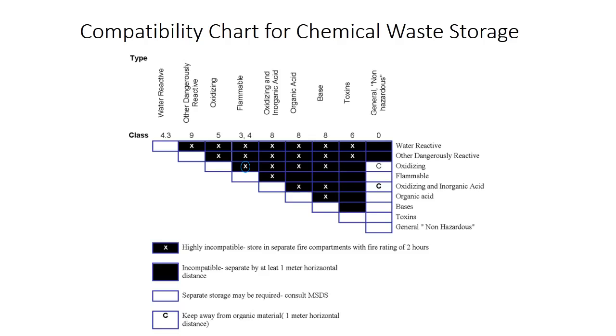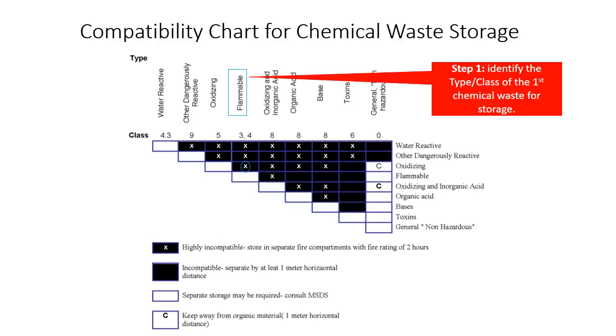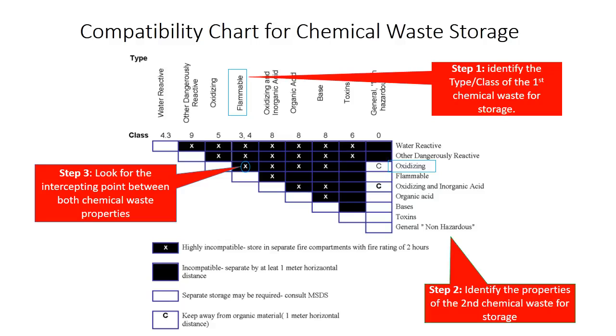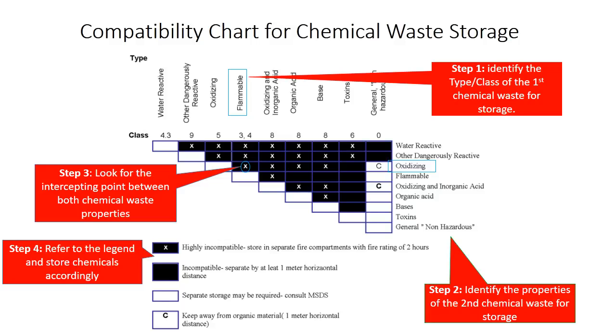This chart is used to determine compatibility of chemical waste storage. To read the chart, first, identify the type or class of the first chemical waste for storage on the top row. Then proceed to identify the properties of the second chemical waste for storage at the right column. Look for the intercepting point between both chemical waste properties. Based on the remarks on the intercepting point, refer to the legend to determine compatibility and storage recommendations.